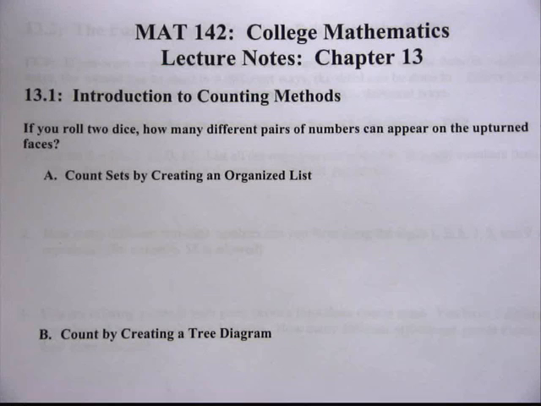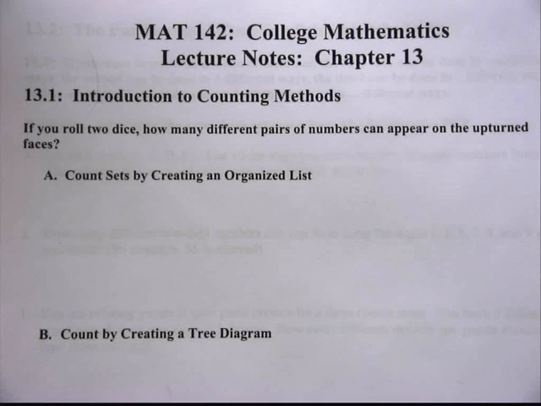Okay, so here are the notes, and we're going to start off with just an introduction into some counting methods. We're going to look at two basic types of counting methods. We're going to look at creating organized lists, and we're going to also look at creating tree diagrams. So in order to do this, I'm going to look at the following example. If you roll 2 dice, how many different pairs of numbers can appear on the upturned faces?